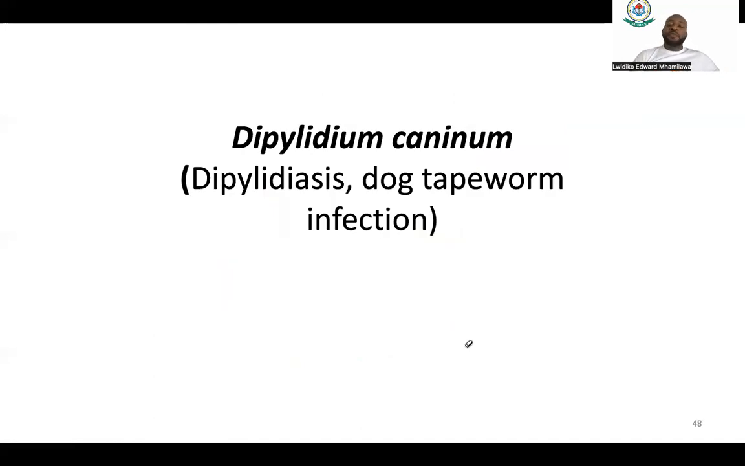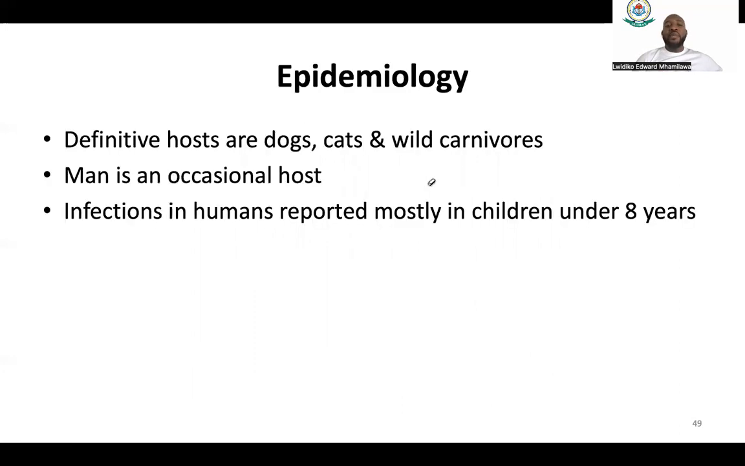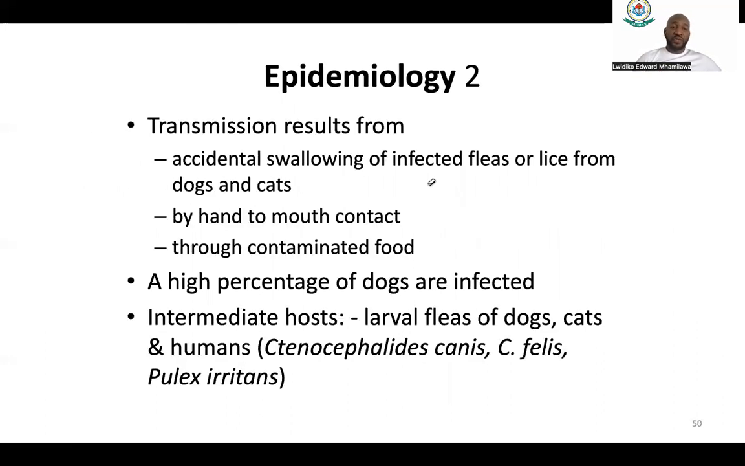Now, the next one is going to be Dipylidium caninum, which is dipylidiasis, but now, as you can see from the name, it's caninum, it's a dog tapeworm infection. The definitive hosts are dogs, cats, and wild carnivores. Man is an occasional incidental host, and infections in humans are reported mostly in children under 8 years of age.